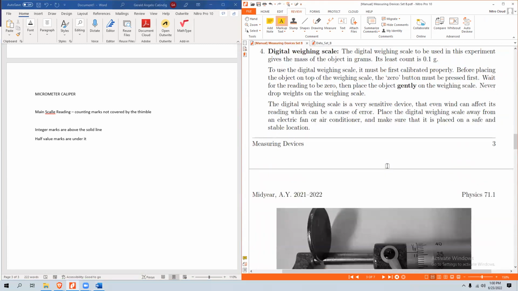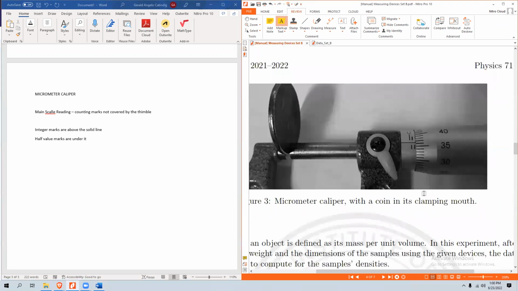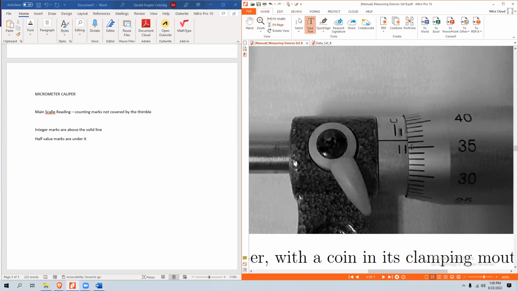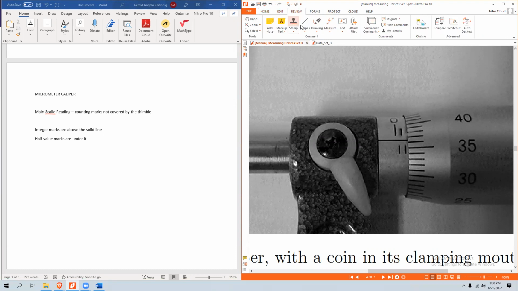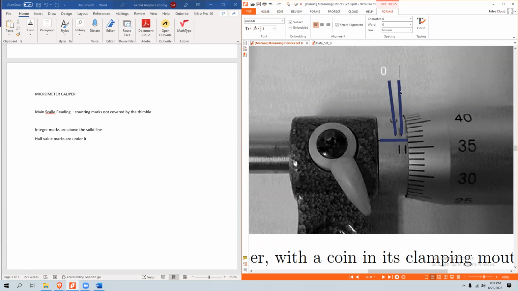So how do we determine this? Let us zoom in to this measurement. So you have here your solid line. So yung solid line natin dito ay itong part na to. Let me draw a line over the solid line. So this one is your solid line. So integer marks are above the solid line. So if I were to write, so this will be my 0 point and this would be 1. So i-extend lang natin. I want to type 0 and 1.